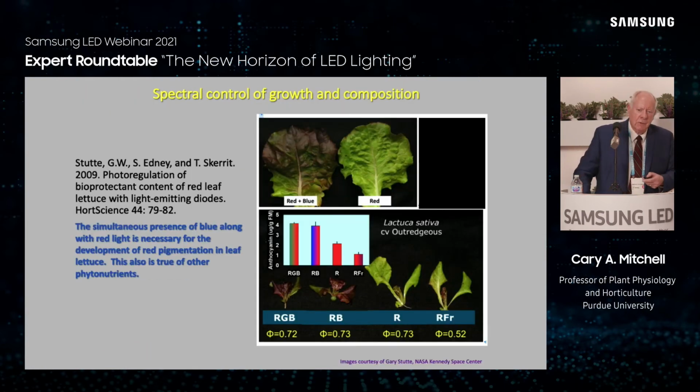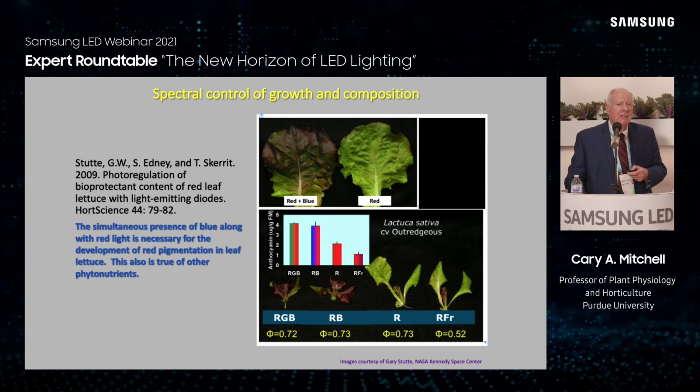And then Gary Stutte, also at NASA, came along with, he grew a reddish type of lettuce called Outredgeous. It's actually grown in space. And he found that when he grew it just under red LED light, it was green. Only if he added a little blue could he bring out the anthocyanin component, the pigment. And of course, the anthocyanins also are antioxidants, and that got the whole thing going about phytonutrients and their control with different qualities of light.